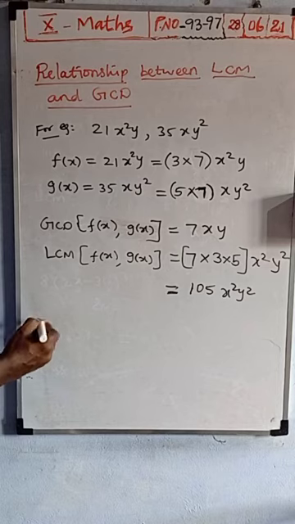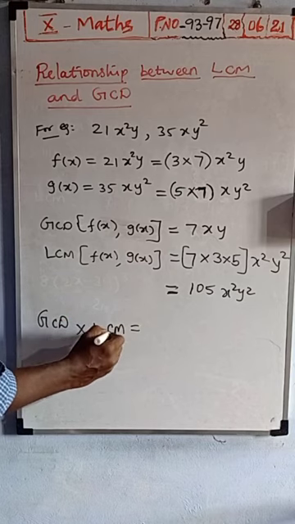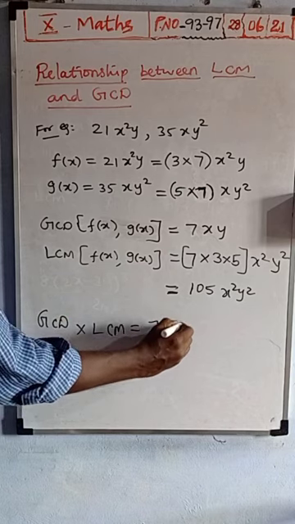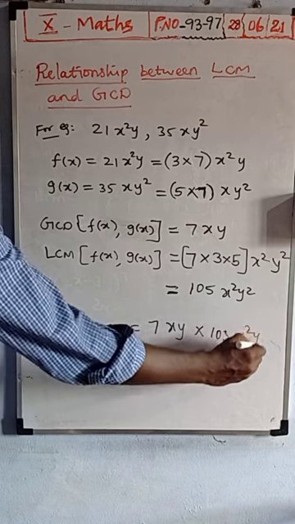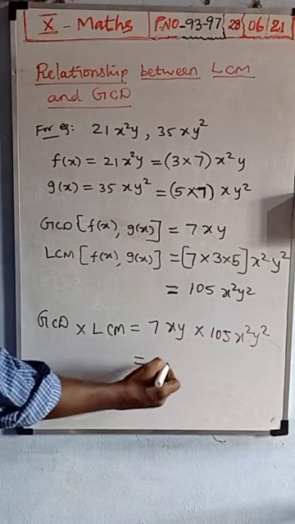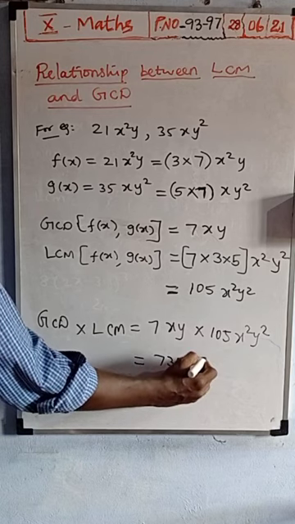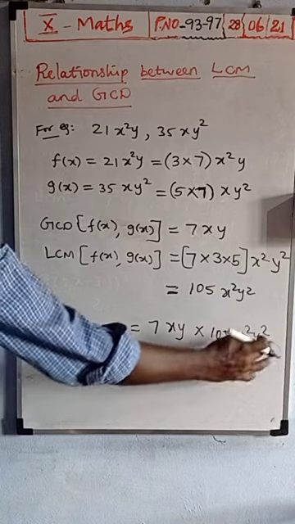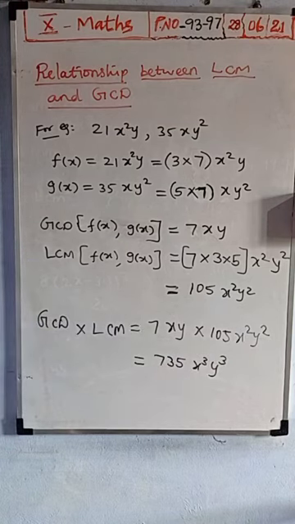Now you should multiply both: GCD into LCM. These two multiplied means 7xy into 105 x squared y squared. First multiply the two numbers: 7 fives are 35, so 735. x into x squared is x cubed, y into y squared is y cubed. So when we multiply GCD and LCM, we get 735 x cubed y cubed.